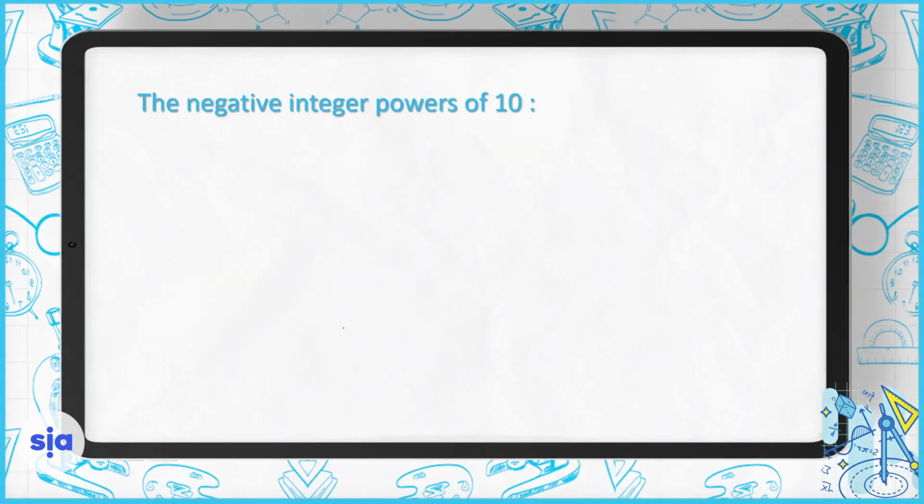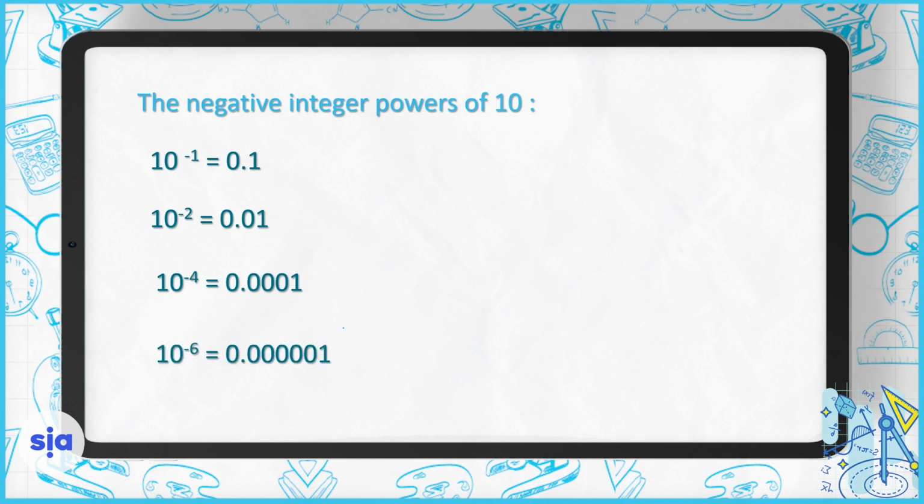Let's now remember the negative integer powers of 10. 10 to the power of negative 1 is one number after the decimal, so it's 0.1. 10 to the power of negative 2 is two numbers after the decimal, so it's 0.01. And so on. 10 to the power of negative 4 is 0.0001, and 10 to the power of negative 6 is 0.00000 and then 1.